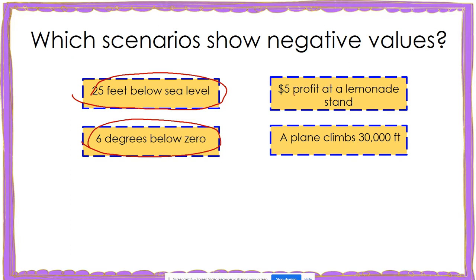A $5 profit would mean that I would earn $5. That would be an increase, so that would be a positive value. For this problem, if a plane climbs 30,000 feet, the plane is increasing, which means I'm going to use a positive number to represent this.